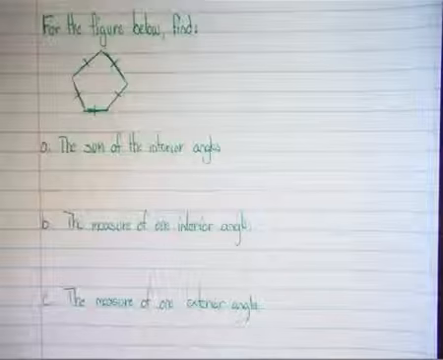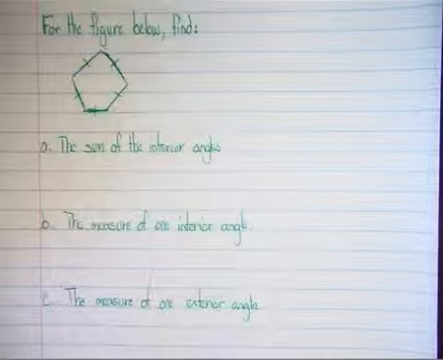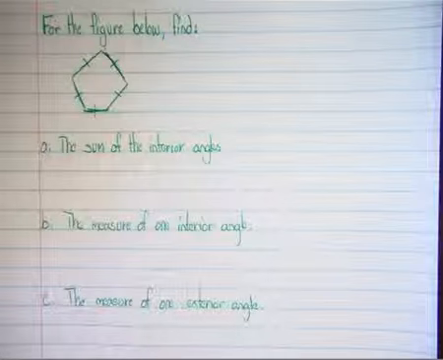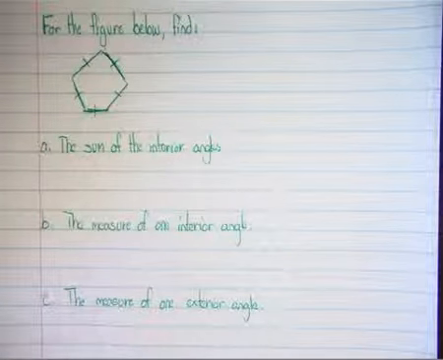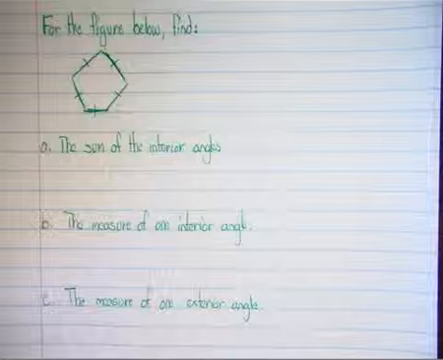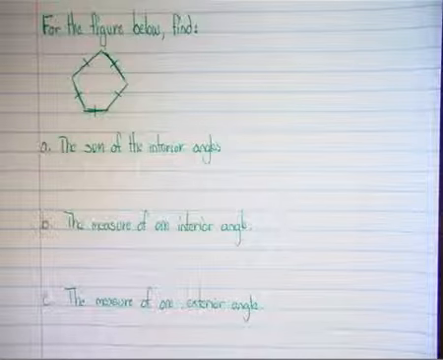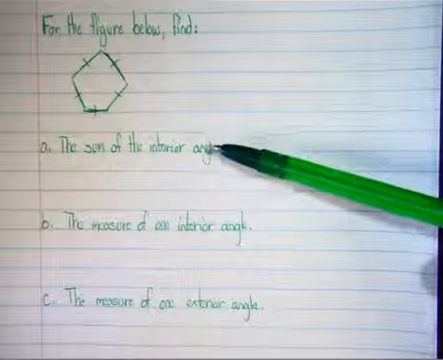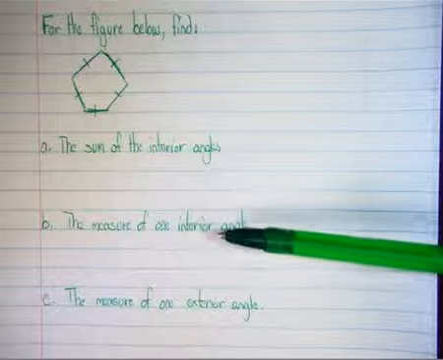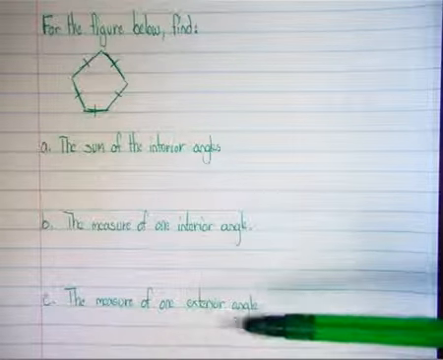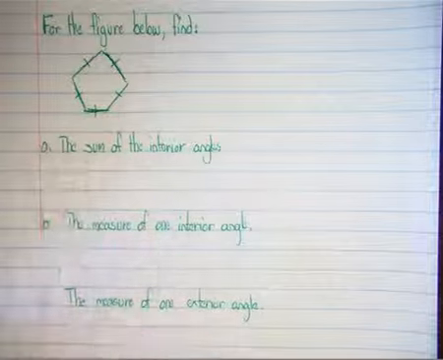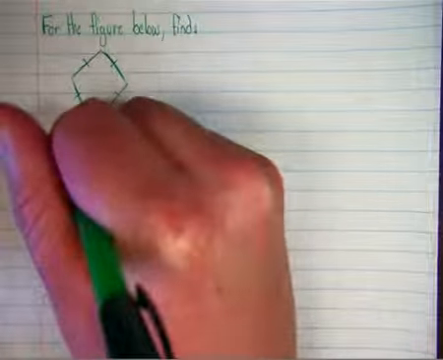Alright, so for this first example problem, we're going to be given a polygon. Anytime you're looking at this, it's probably going to be a regular polygon. We're not going to deal often with these kinds of problems and things that aren't regular polygons. And so here's what we're going to try and do. We're going to find the sum of the interior angles, the measure of one interior angle, and the measure of one exterior angle. So to find the sum of the interior angles, well, we've got a formula for that.